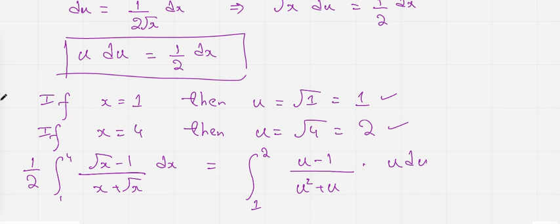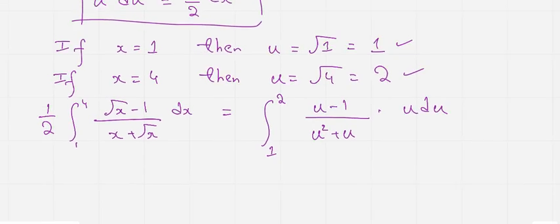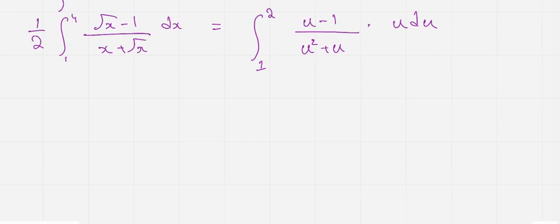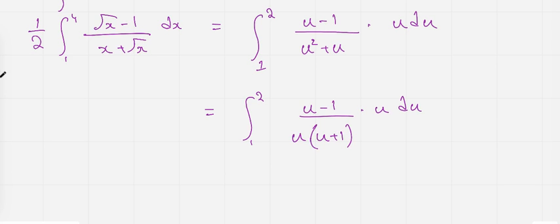That's it. Now you see in the denominator, I can take out u common, right? And that common u is going to cancel that numerator u. So we are going to do that. So integral going from 1 to 2, u minus 1, u is coming common outside, u plus 1 times u du. I'm going to cancel this u with this u. It is giving me a form something like this, u minus 1 upon u plus 1.